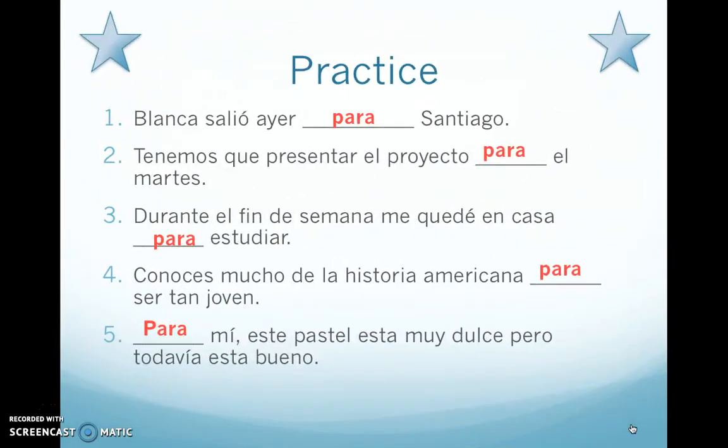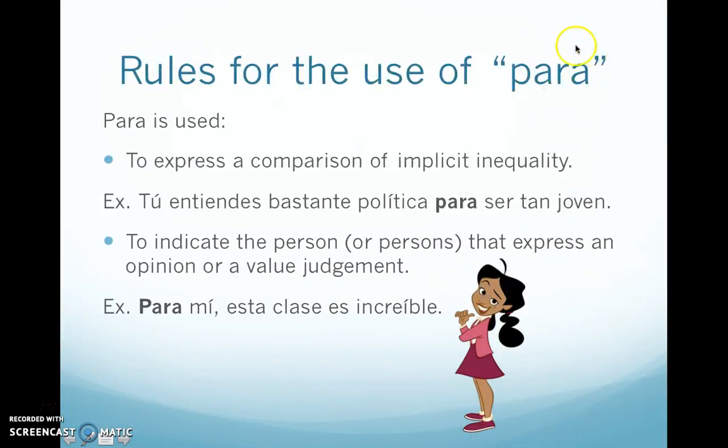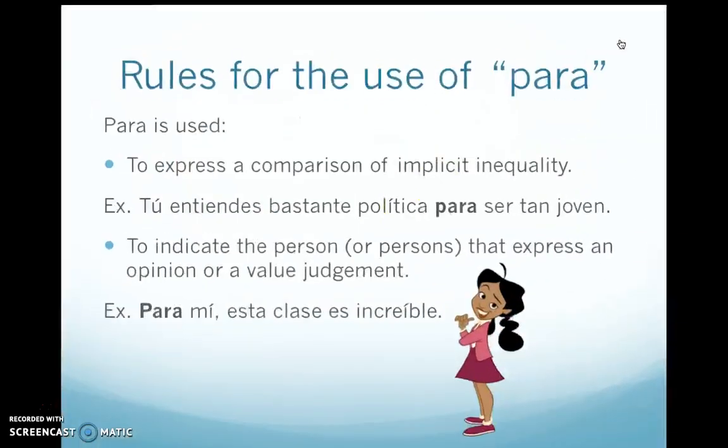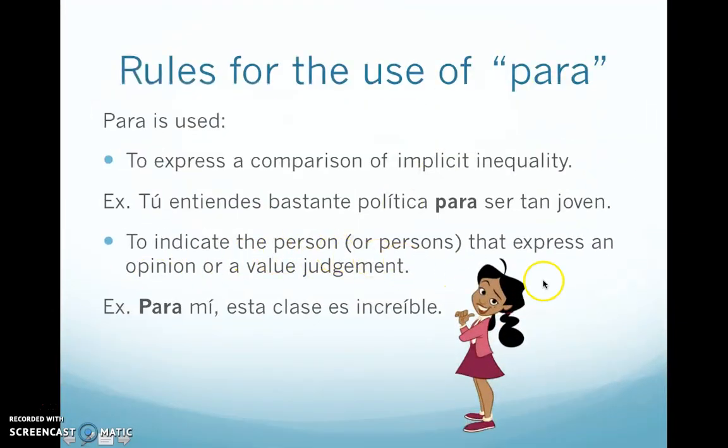Number 4. Conoces mucho de la historia americana para ser tan joven. Here it is comparing his age to such outstanding knowledge. It is expressing a comparison of implicit inequality, which is our fourth rule. Para is used to express a comparison of implicit inequality. Number 5. Para mí, este pastel está muy dulce, pero todavía está bueno. Here we can see that the person is stating an opinion, which is our last rule, to indicate the person or persons that express an opinion or a value judgment.